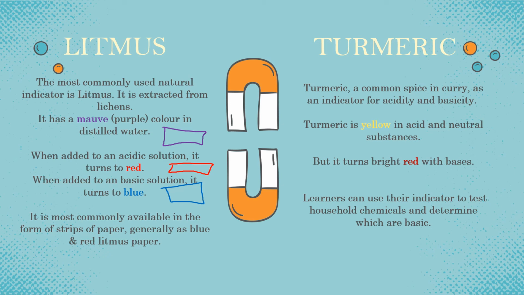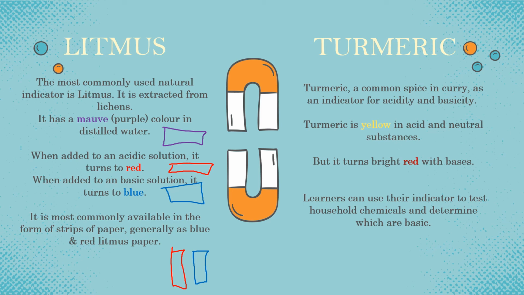Now you'll generally find litmus paper available in two colors, red and blue, in the form of strips of paper, right? And for your lab activity too, you'll be using this litmus paper to help differentiate between acidic and basic natures.